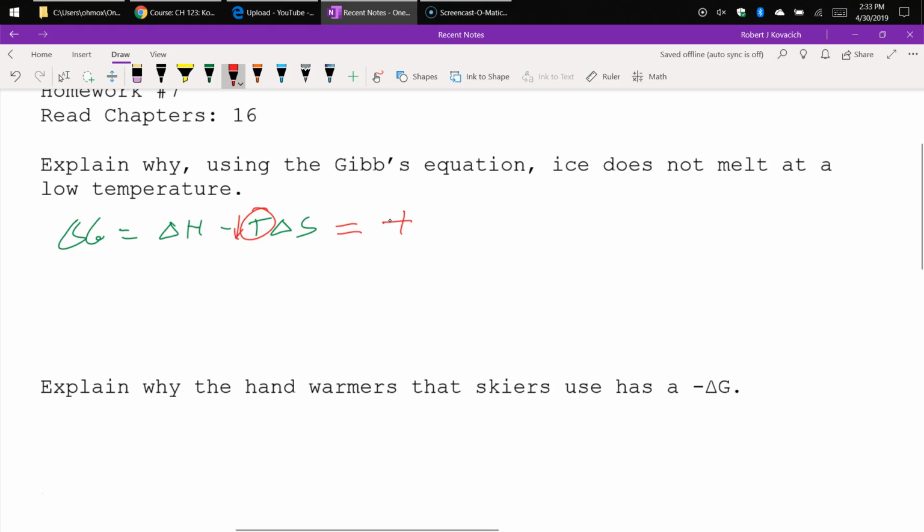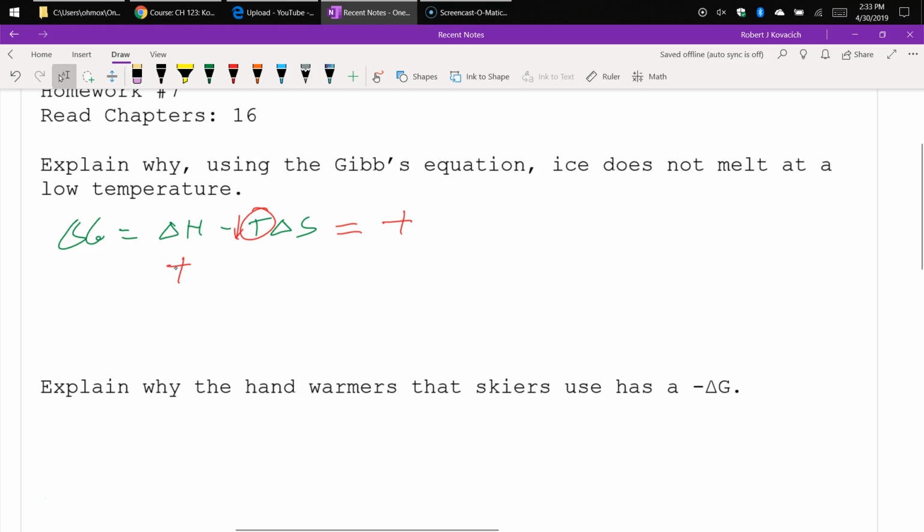Okay, so let's talk about the heat for a second. What happens when I'm melting ice? You're putting energy into it, right? And so nature doesn't like that. Nature doesn't want energy to be put into something. But when energy gets put into something, that means the delta H is going to be a positive value.